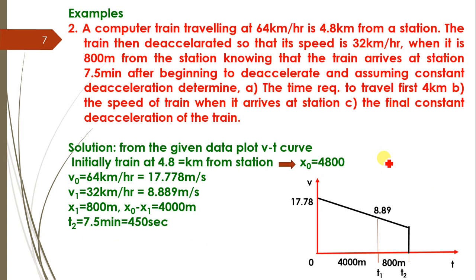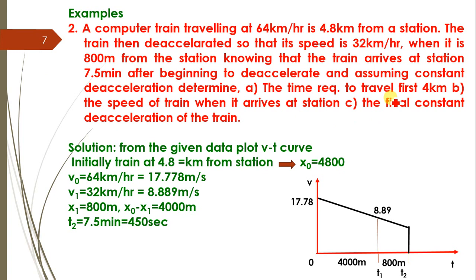Then the next example: a commuter train traveling at 64 km per hour is 4.8 km from a station. Then the train is decelerated so that its speed is 32 km per hour when it is 800 meter from the station. Knowing that the train arrives at the station 7.5 minutes after beginning to decelerate, and assuming constant deceleration, determine first the time required to travel the first 4 km, second the speed of the train when it arrives at the station, and third the final constant deceleration of the train.